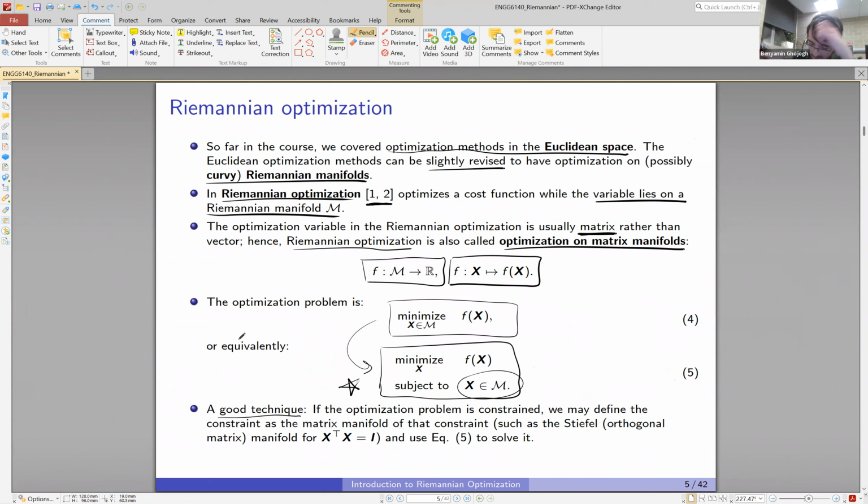Okay. So let's read this good technique that I explained. If the optimization problem is constrained, we may define the constraint as a matrix manifold of that constraint, such as a Stiefel manifold, which is the manifold of orthogonal matrices, the manifold for x transpose x equals I, and use equation 5 to solve it. Okay.